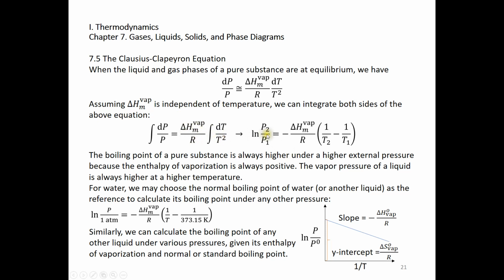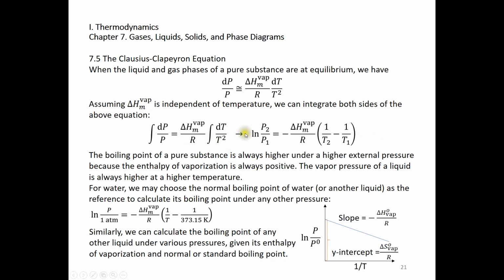And we integrate both sides, we get the natural logarithm of P2 over P1 is equal to negative molar enthalpy change in the vaporization process over R times 1 over T2 minus 1 over T1. This is because the integral of 1 over T squared is negative 1 over T.